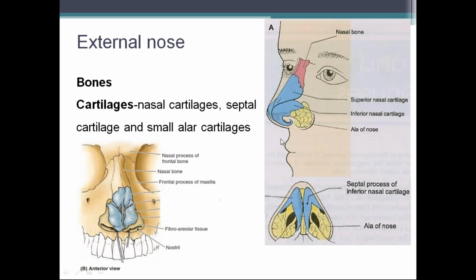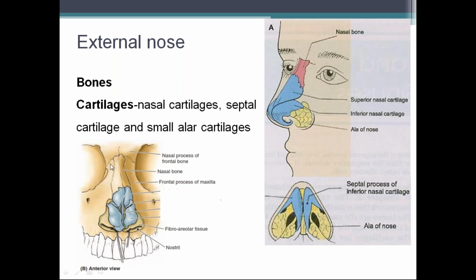Okay, if you see the skeletal framework of the external nose, it is made up of both bone and cartilage. Okay, you can see in this picture. So it is made up of both bone and cartilages. The bony part of the external nose is mainly formed by the nasal bones. There are two nasal bones connected by the internasal suture, and on the side you have the frontal process of the maxilla, and above this you can see the nasal process of the frontal bone. So these are the bones which contribute to the formation of the external nose.